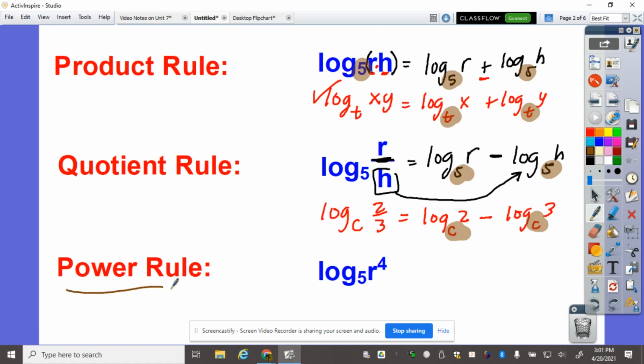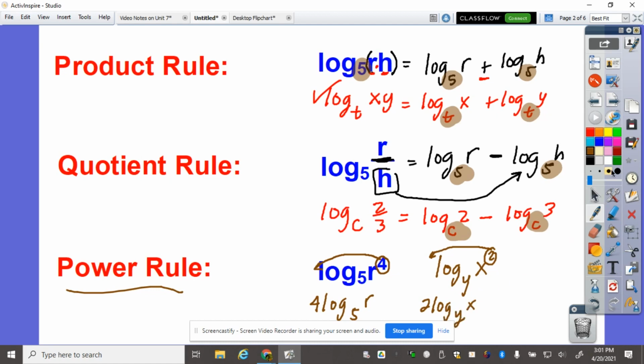Next, the power rule. The power rule, from the word power, is the exponent there, the 4. The meaning of this one here, the 4 there will just go down. It will become log of r to the base 5, but there should be a 4 in front of the log. So if I have log of, let's say, x squared to the base of y, this 2 here can go in front. So applying the power rule, it will now be 2 log of x to the base of y.